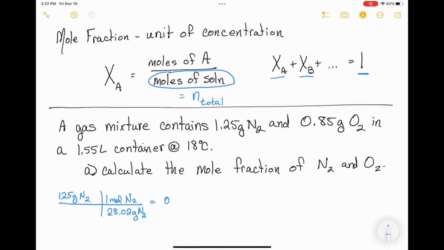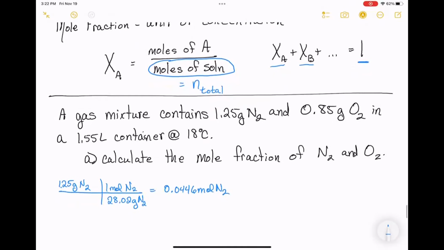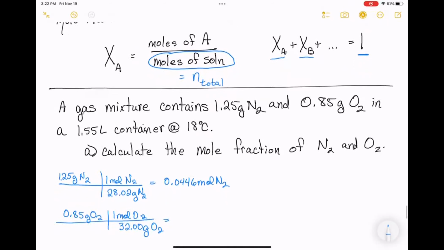So that comes out to be 0.0446 moles of nitrogen. We do the same thing for our oxygen. We have 0.85 grams of oxygen. 1 mole of oxygen has a mass of 32.00 grams. So that is 0.0266 moles of oxygen.